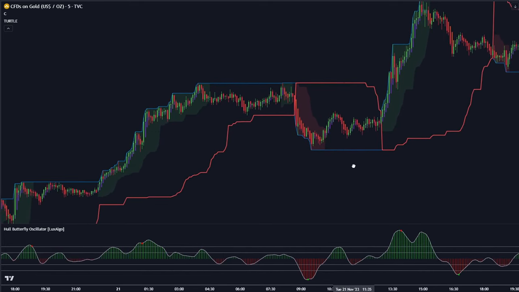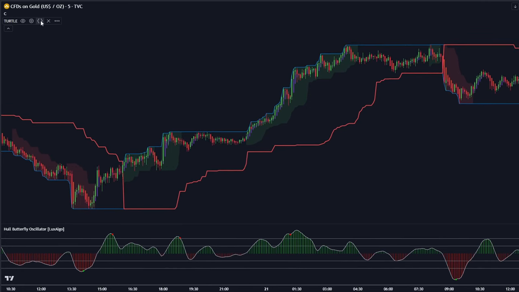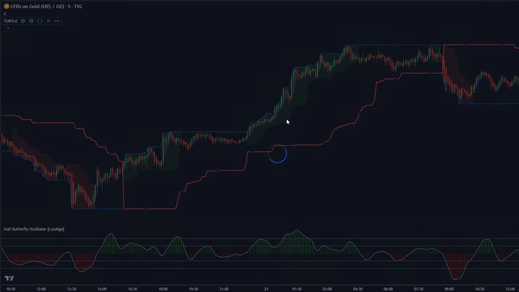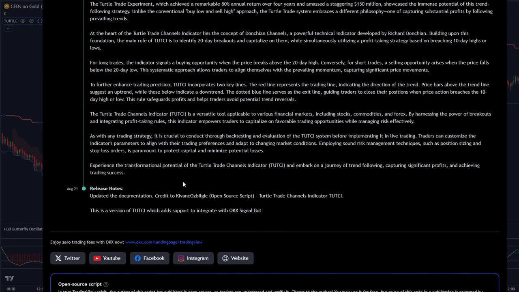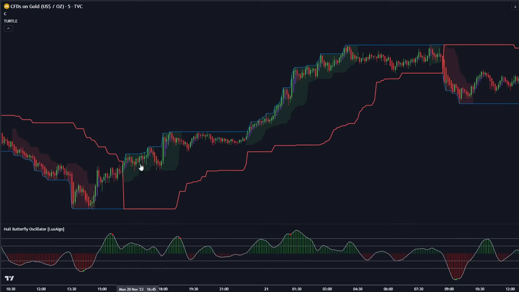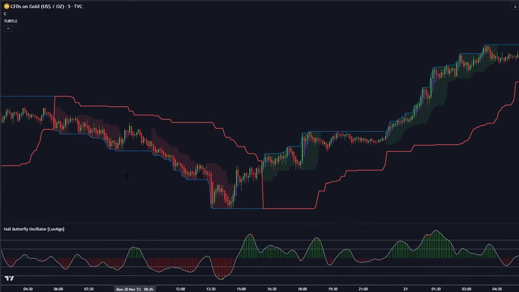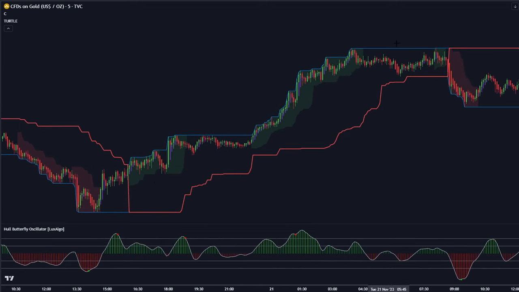The OKX signal bot, originally devised by Richard Dennis, is a trend following system based on signal breakouts. This script employs a modified version of the turtle trading channel indicator with parameters such as entry and exit lengths customizable by the user. The script visually represents the trend lines and generates entry and exit signals for long and short positions based on the crossover of price with these lines. Additionally, the script includes functionality for sending alerts to the OKX signal bot, allowing for automated trading on OKX. So now let's understand the trading strategy.